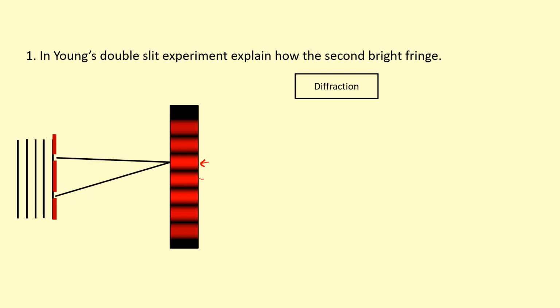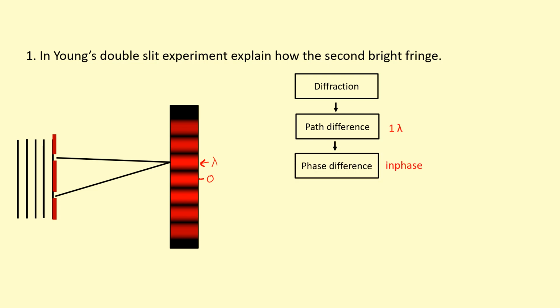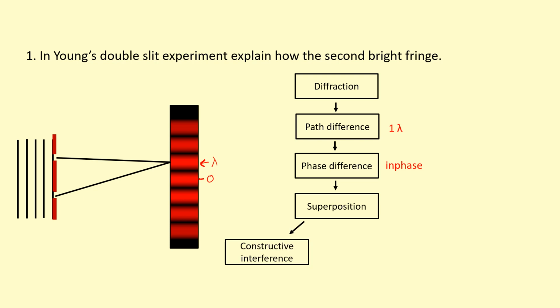Okay, so firstly, they're going to meet there with some kind of path difference. The middle one here was formed because the waves both traveled the same distance from the slits, and so they would have met with zero path difference. The second bright fringe would have been formed because they would meet with a whole wavelength of path difference. That means they're going to meet in phase. The phase difference is going to be zero. So when they meet, they're going to superpose constructively because they're in phase, and they'll add up and give you a maximum like this.